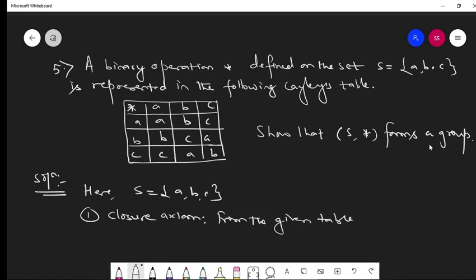Now moving to the fourth condition. Hence A is an identity element for the operation. Here is the identity element. Existence of identity element is verified. Existence of identity is satisfied. Now the fourth is about the inverse axiom.